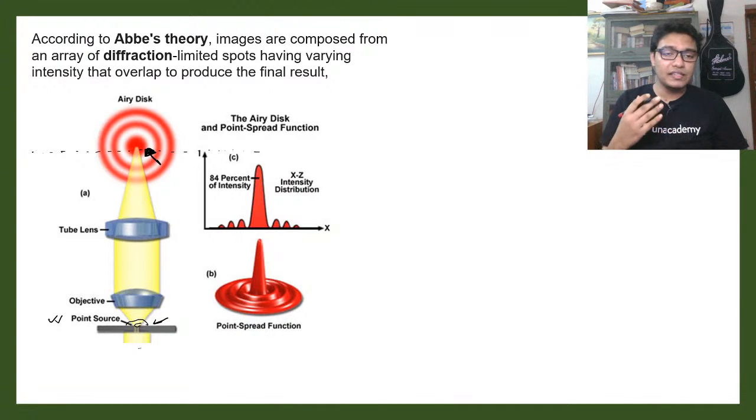By the way, all of these cartoons and everything are taken from the Nikon Microscopy U website. That's a brilliant website for learning microscopy if you really want to learn microscopy. But anyway, these are not my images.